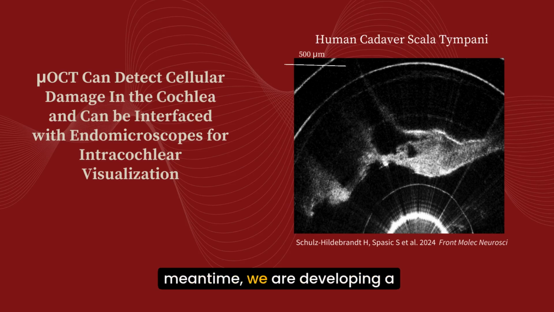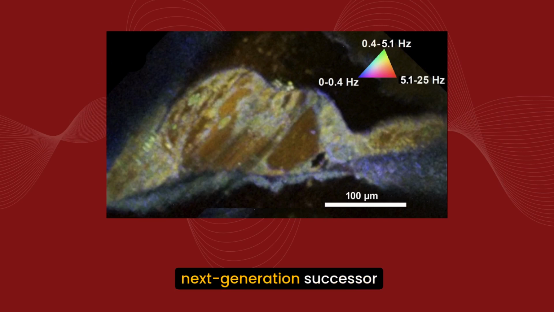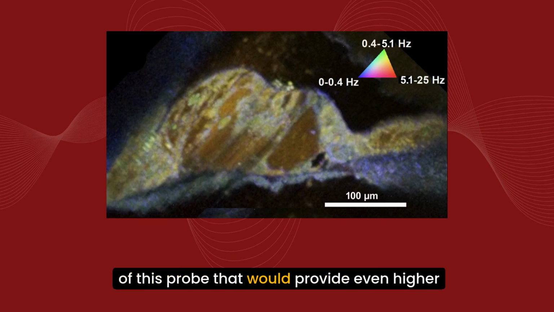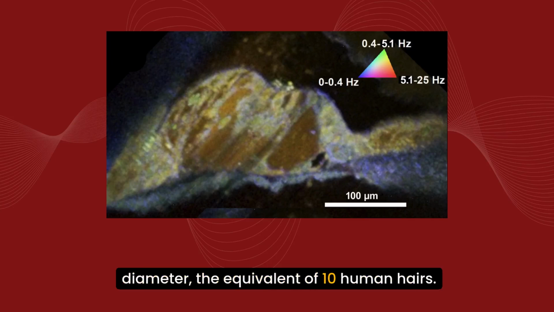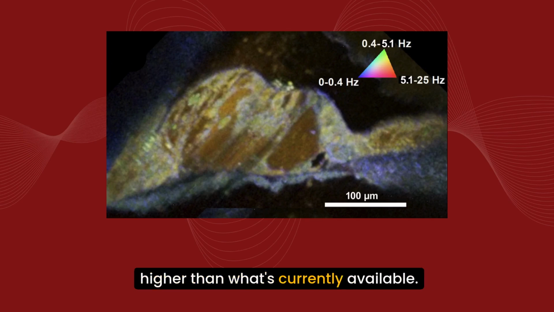And in the meantime, we are developing a next generation successor of this probe that would provide even higher resolution, where we can really see individual cells and not only detect their structure, but also function. And this is called dynamic micro-optical coherence tomography. And by the way, the probe that we are inserting into the human inner ears in cadavers at this point is very small in diameter, the equivalent of 10 human hairs, and provides the resolution that's 100-fold higher than what's currently available.